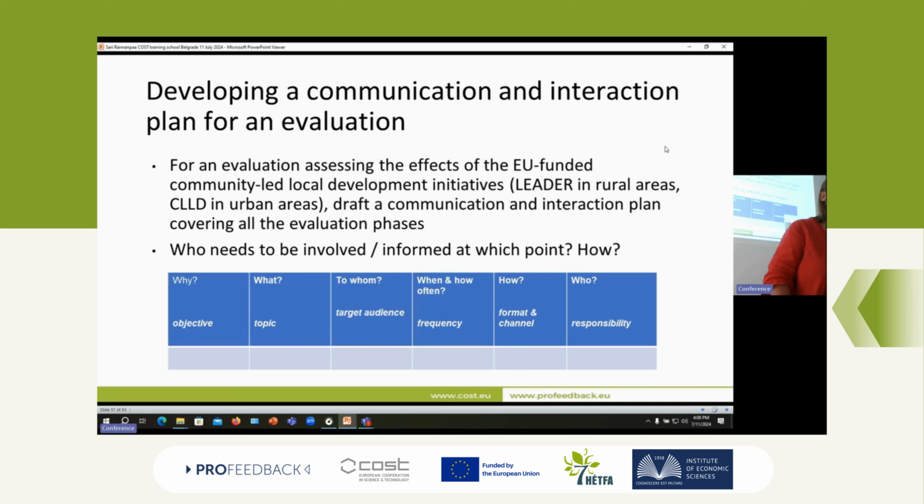We identified a few stakeholders for a LEADER initiative: the ministry, line ministries, agencies, the LAGs, and other stakeholders. When and how: at the beginning, maybe 2-3 times, through meetings, emails, and maybe newsletters, because there are many LAGs and they need to be informed. It's a shared responsibility between the evaluators and the evaluation managers.